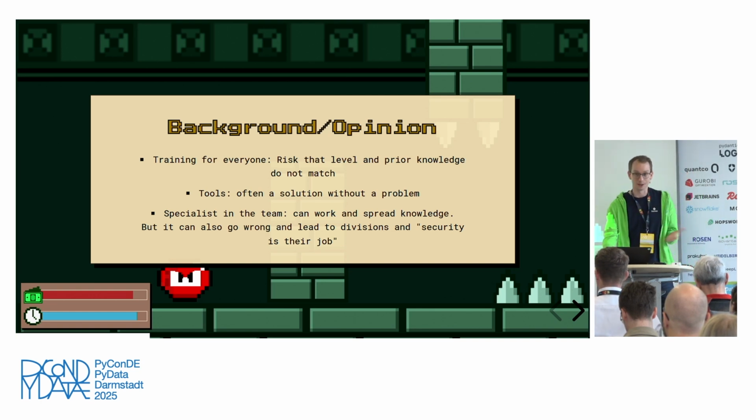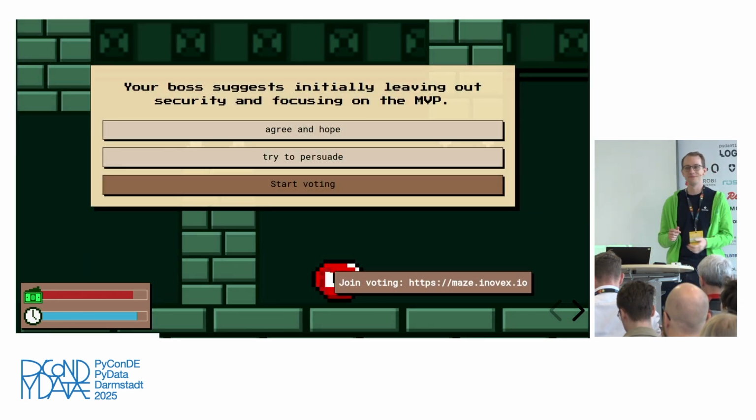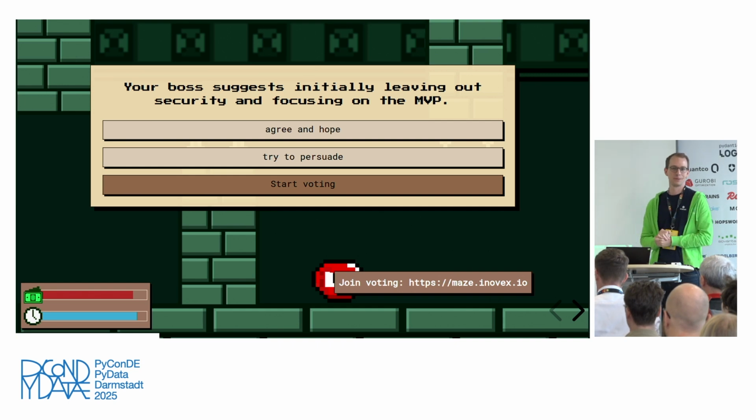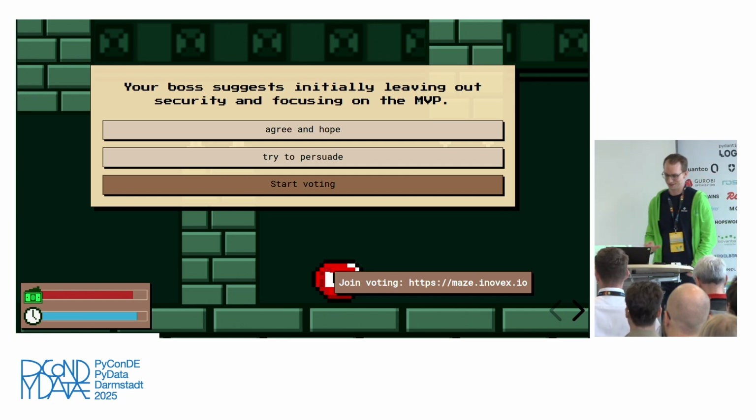All right, so 10 grand spent. Now the invoice is there and your boss is already a bit skeptical. Maybe it's just an MVP. Maybe it's not so important that we build security right now. We do not know if there is even a market. So yeah, he says, let's just focus on the MVP. Security, we can do that later, right?